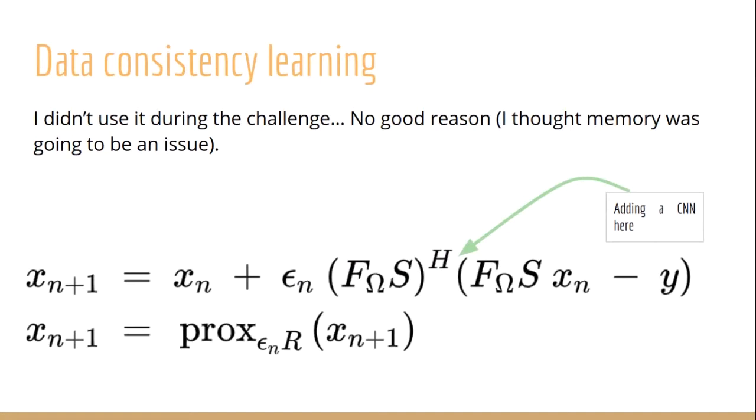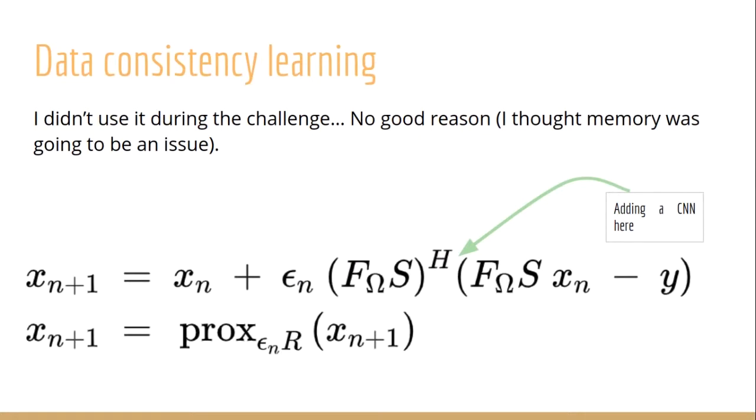learning, you're going to increase the size of your activations at each iteration, at each unrolled iteration of the network. And so you're going to have a trade-off between using more unrolled iterations and using data consistency learning. And at this point, using my networks, it's better to use more iterations rather than data consistency learning.